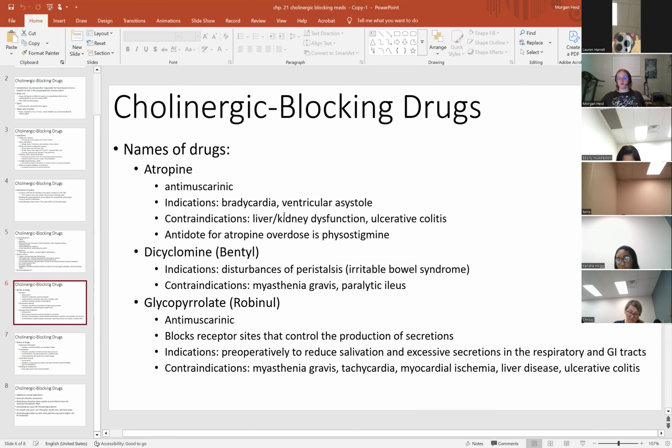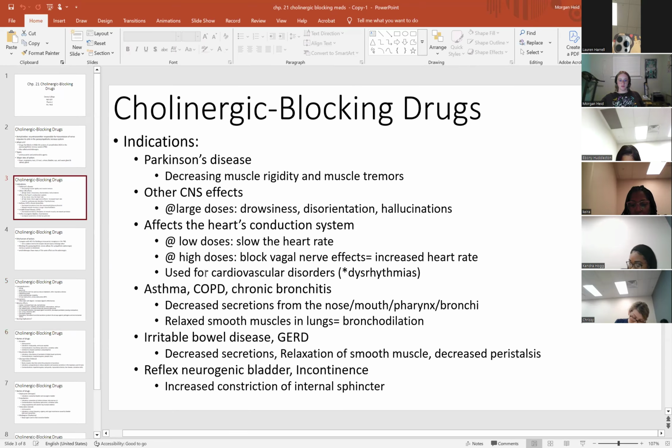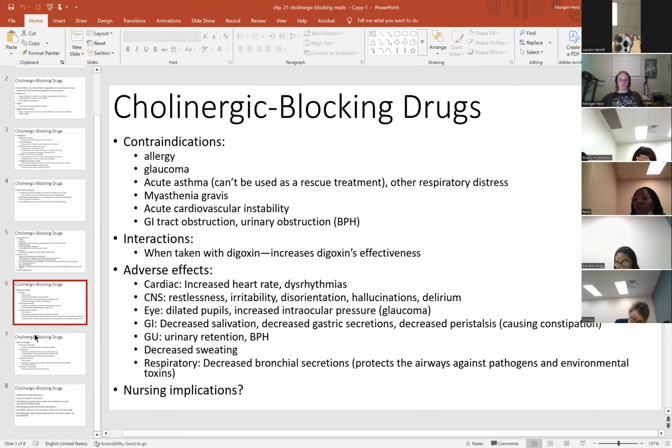So here are the names. I know I listed them differently this time, but we have atropine, which is going to be my cardiac one. So if we go back, my atropine was going to be this one right here with my cardiac conduction system. If I give a high dose, it's going to increase my heart rate. Okay. Atropine is the drug that we use to increase my heart rate.